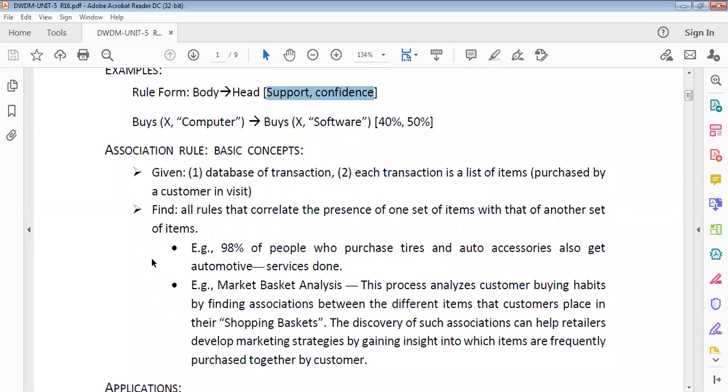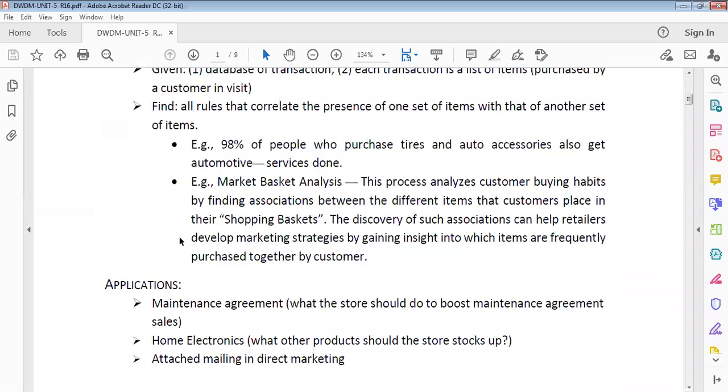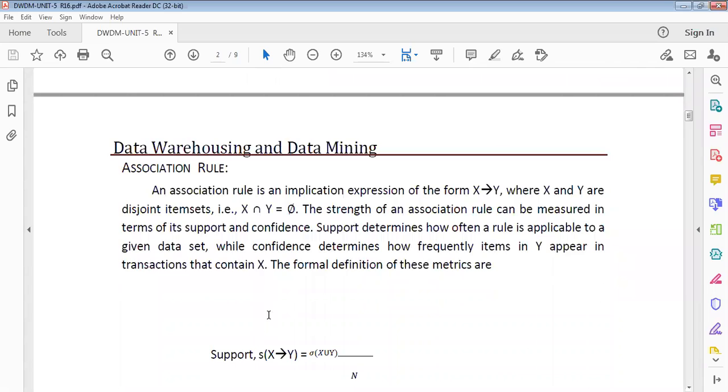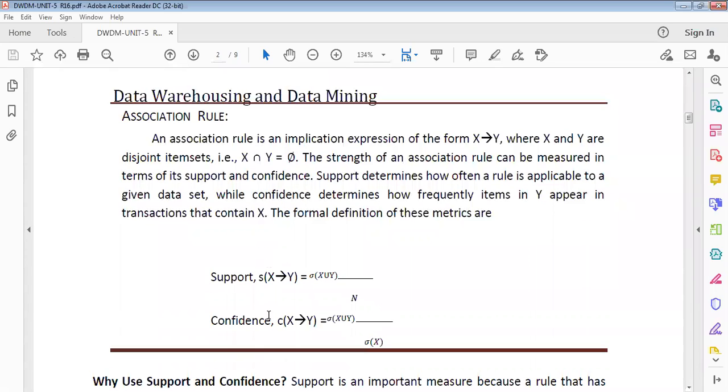So that is simply what you can call association. Applications: we use market basket analysis in different applications like maintenance agreements, which boost sales, home electronics, attached mailing, and indirect attached mailing in direct marketing. Association rules are represented in two ways: one is support and the second is confidence. What is support and what is confidence, we will represent here.